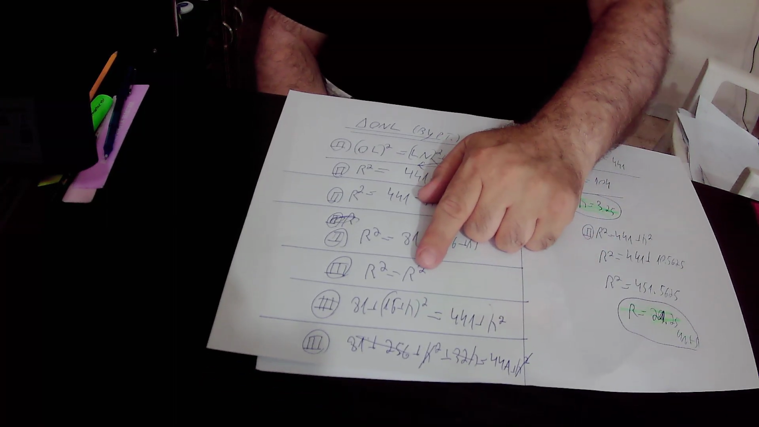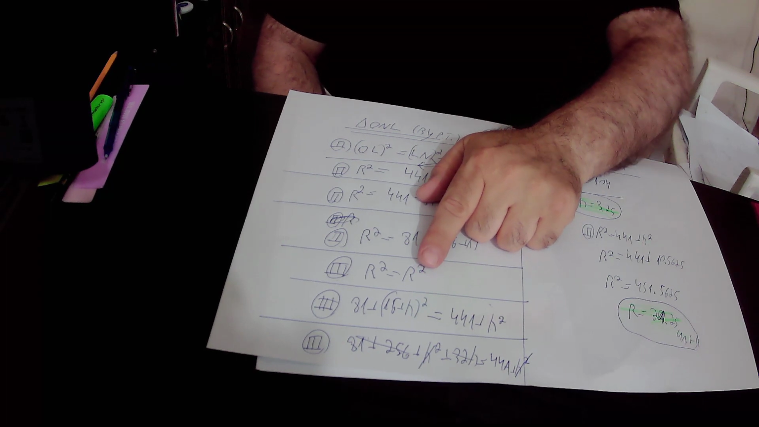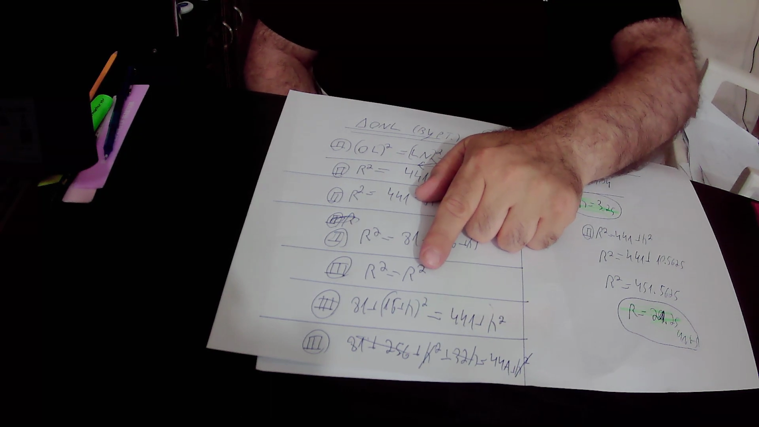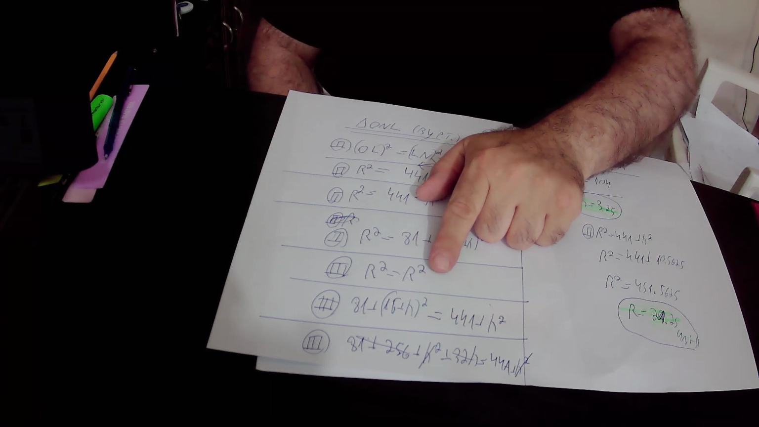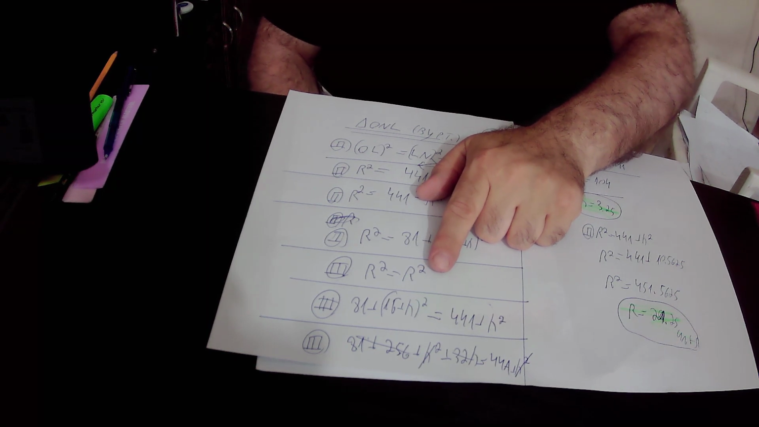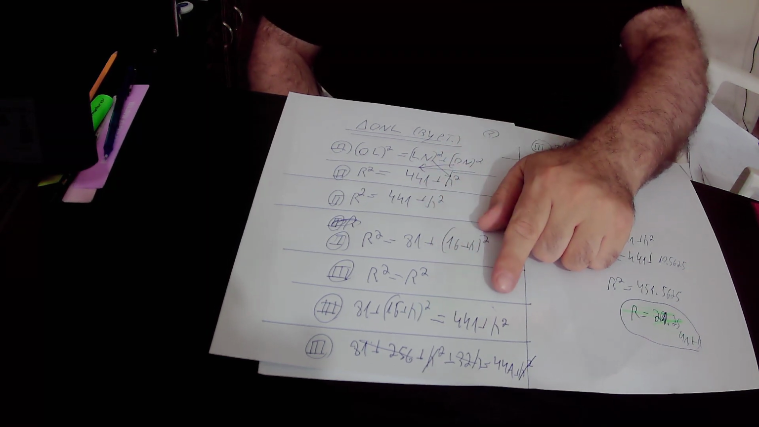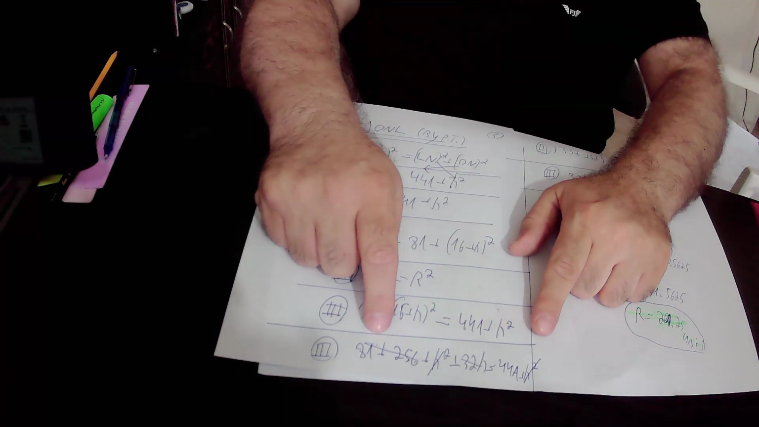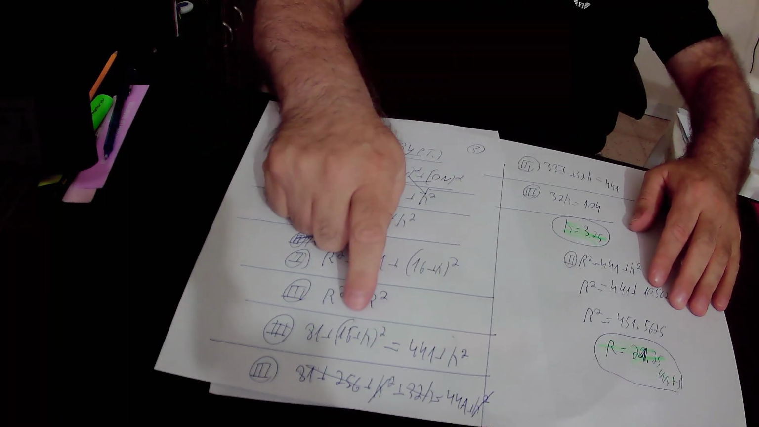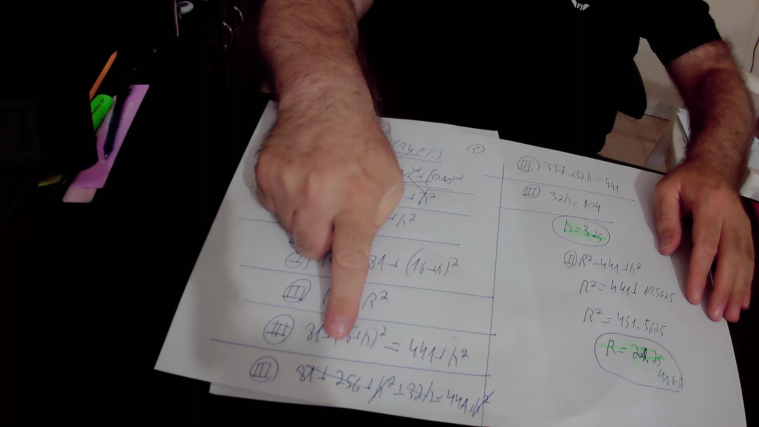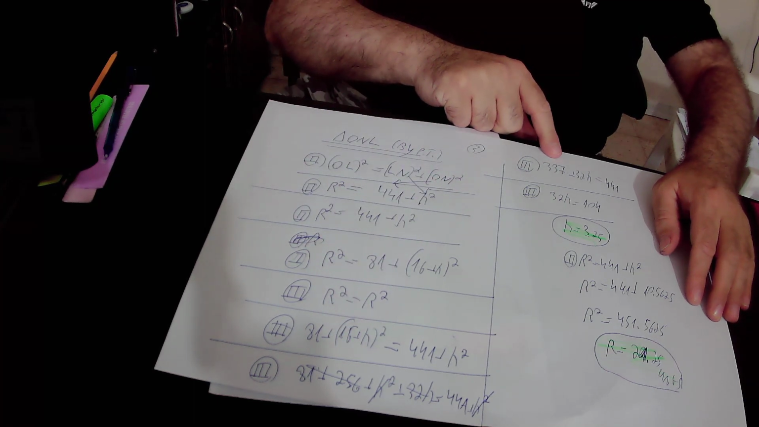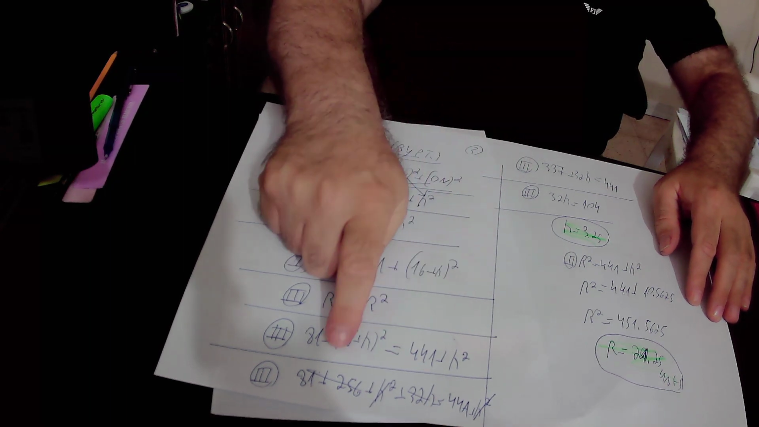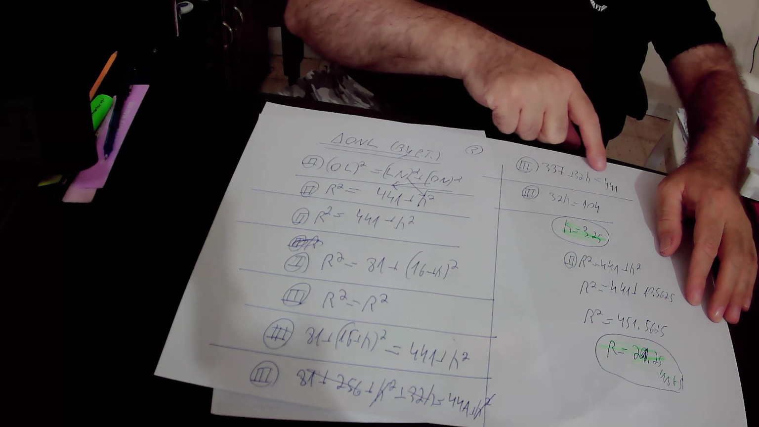Here we open the brackets on this side of equation number 3, and we find that 81 plus (16 plus H) square equals 81 plus 16 square, that is 256, plus H square, plus 2 times 16 times H, which is 32H, and it is equal to 441 plus H square. H square appears on both sides, so it gets cancelled. On this side we have 81 plus 256, which is 337, plus 32H, and on the other side we have 441.